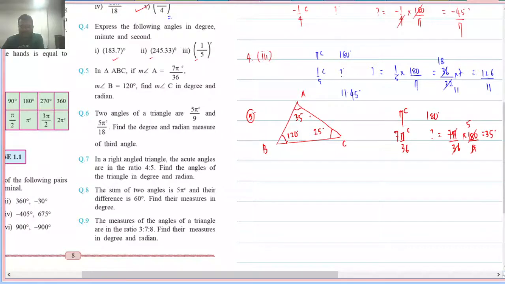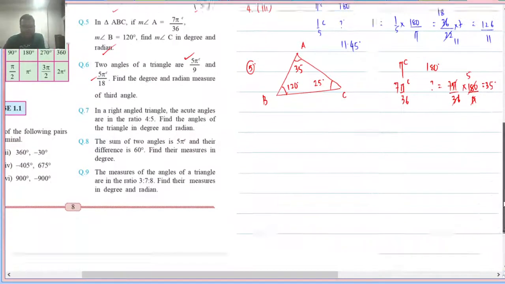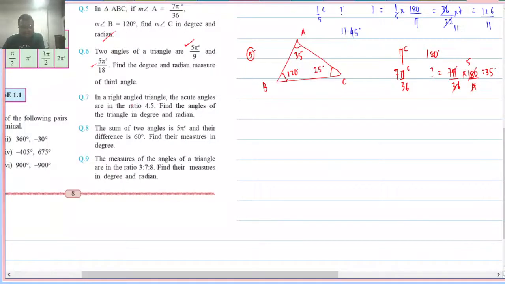So we found the angles in degrees, find the angle in radians. You can do this. Two angles of a triangle are this much radians and this much radians. Find the degree and radian of the third angle. It's very simple. You can do this. In a right angle triangle, the acute angles are in the ratio 4:5. Let's look at question number 7. It's a very easy question.